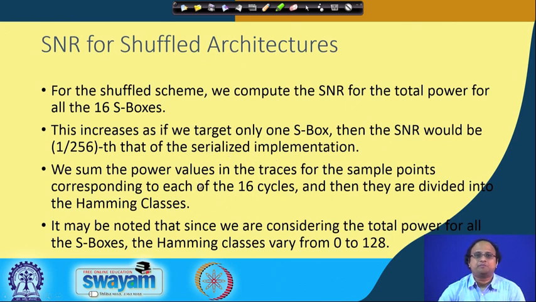So, what we do is we sum the power values in the traces for the sample points corresponding to each of the 16 cycles, okay, and then you distribute it in the Hamming classes. Note that when you are adding them up, the number of Hamming classes is not between 0 to 8, but it is between 0 to 128, because you are adding up all the individual bytes. Okay. So, if the first one can have a maximum value of 8, the second one can be 8, and so on. If you add 16 8s, then it can lead up to 128. Okay. So, you have more Hamming classes from 0 to 128.